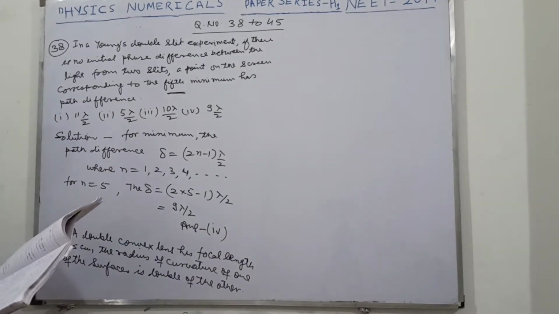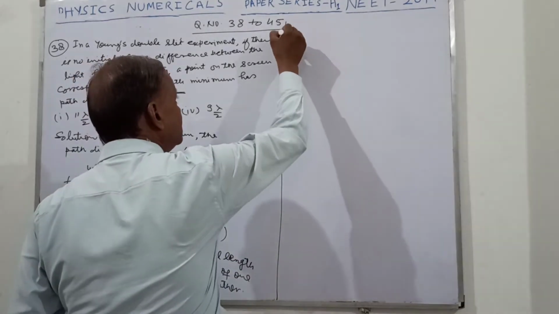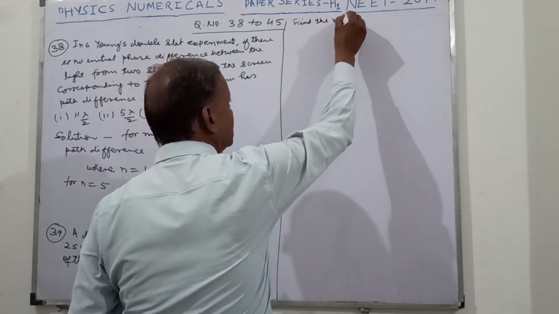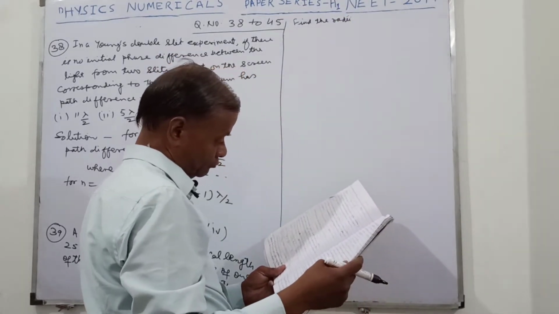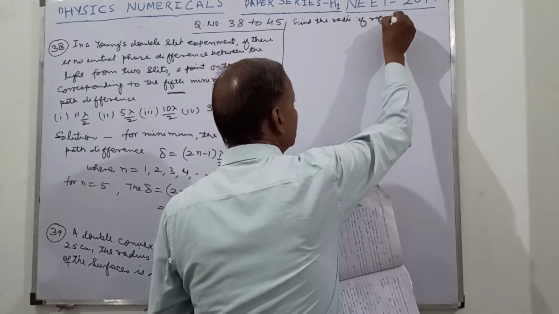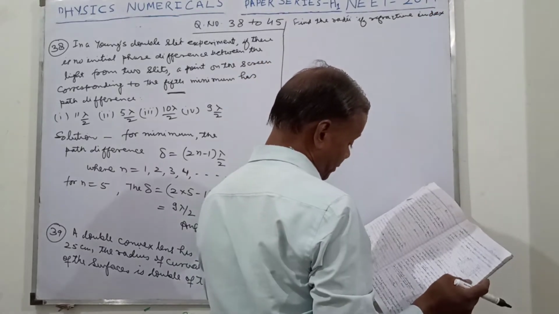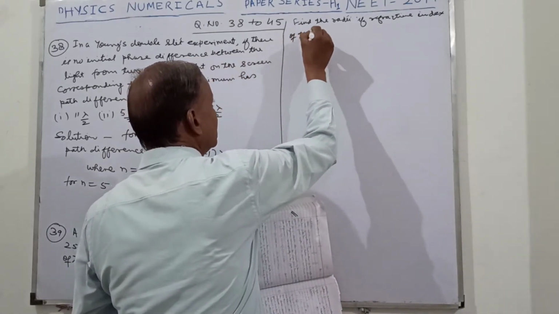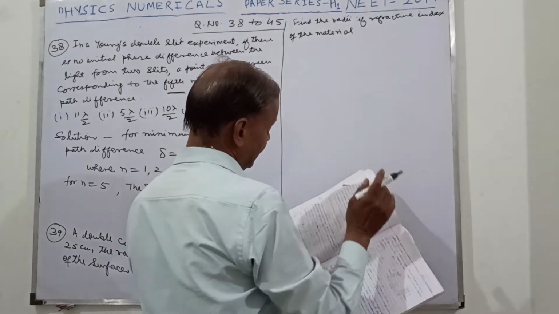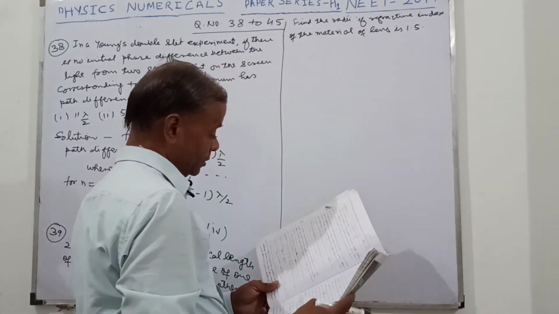Find the radii if the refractive index of the material of the lens is 1.5, and our answers are here.